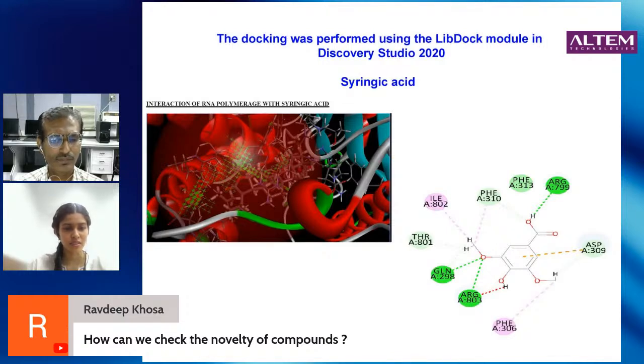Our next question is, how can we check the novelty of compounds? Oh, by novelty, I assume you mean the patent rights and the intellectual property rights, right? So you can always go to PubChem and plug in the chemical structure of your compound. I think PubChem has a link for intellectual property associated with a particular chemical structure. So you can do the search, and then you can see whether the compound is already covered by patent or intellectual property rights.